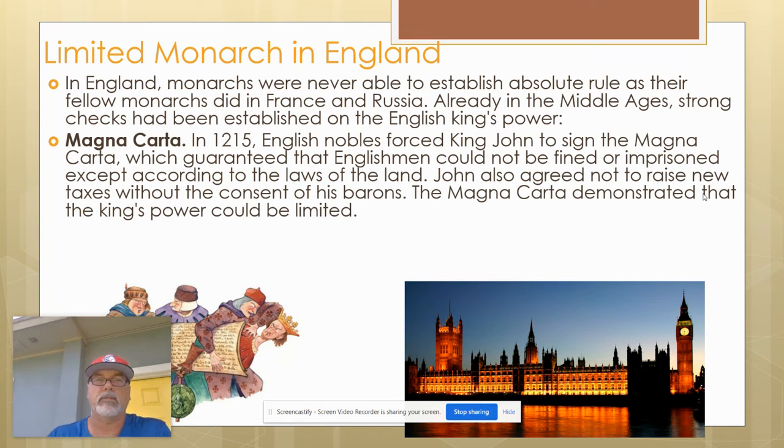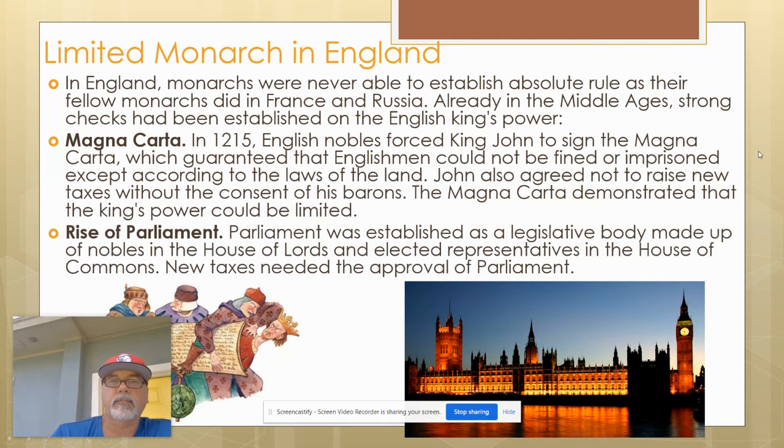In 1215, English nobles forced King John to sign the Magna Carta, which guaranteed that Englishmen could not be fined or imprisoned except according to laws of the land. So whatever is in the Magna Carta, the kings have to follow it also. So John also agreed not to raise new taxes without the consent of the barons, which are the lords. And the Magna Carta demonstrated that the king's power could be limited.